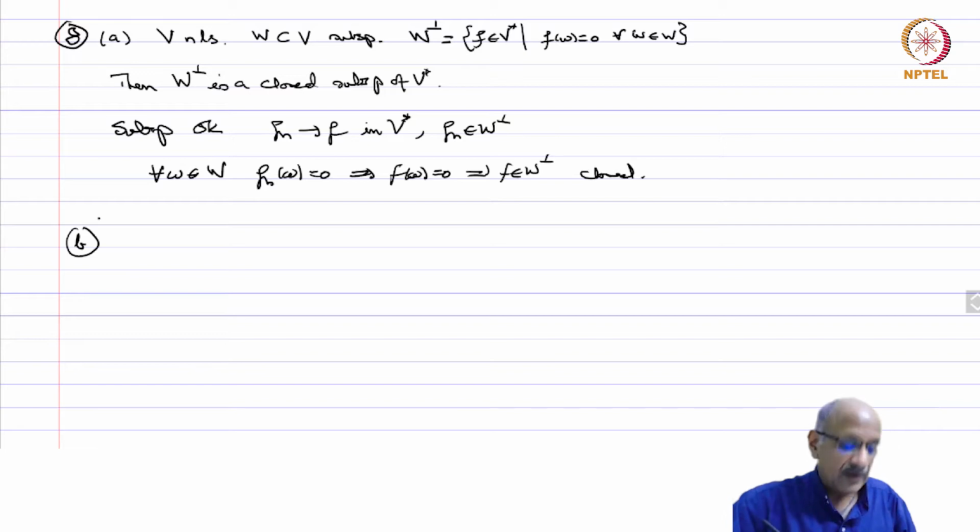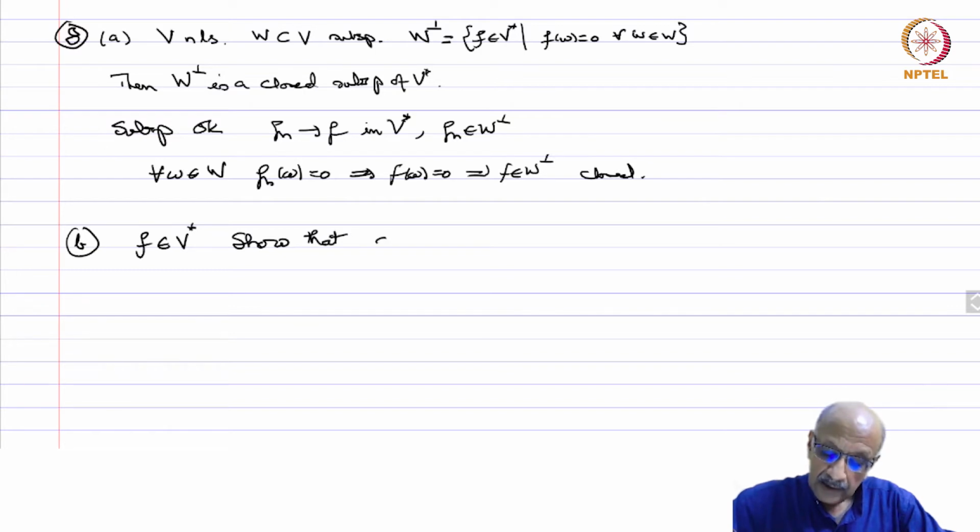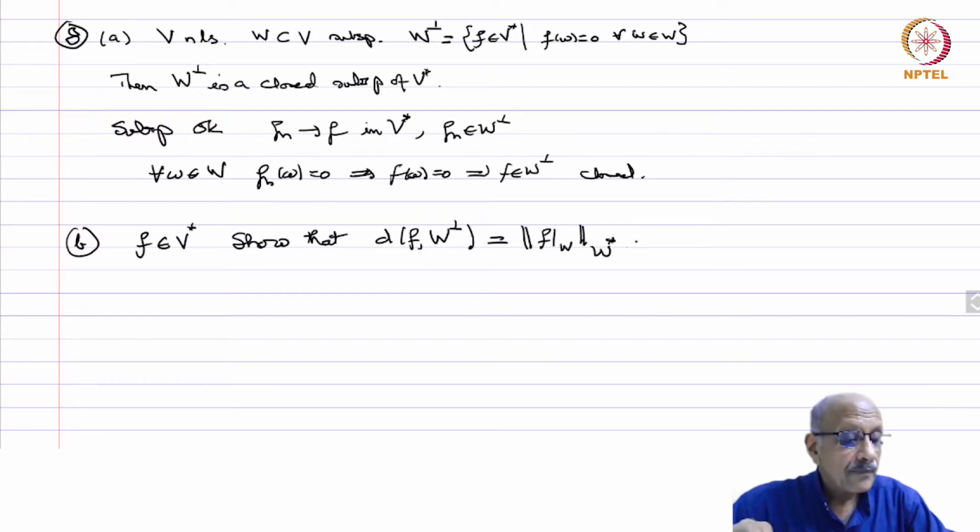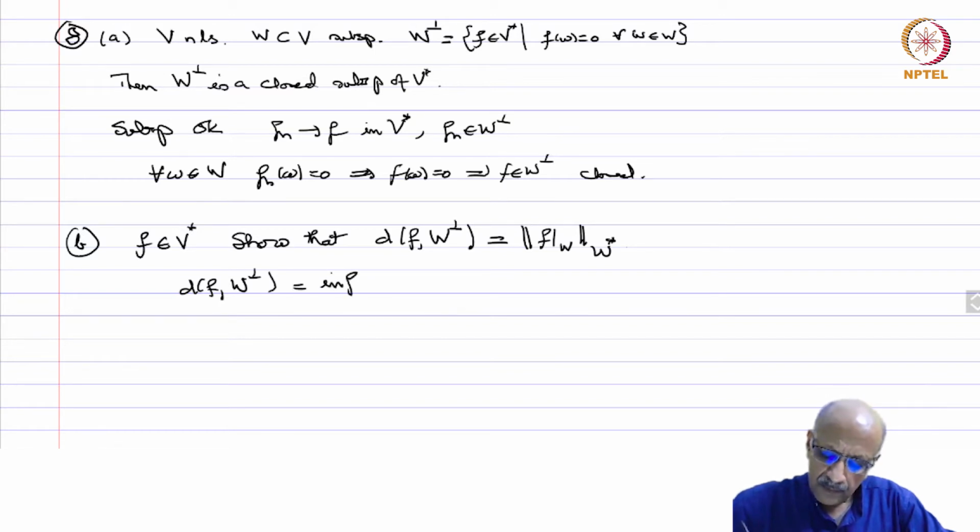Next part of this exercise is very interesting. Show that, for f in V star, the distance of f from W perp is nothing but the norm of f restricted to W in W star. So what is the distance of f from W perp? This is nothing but the infimum over all g in W perp of the norm of f minus g, and that norm is of course in V star.